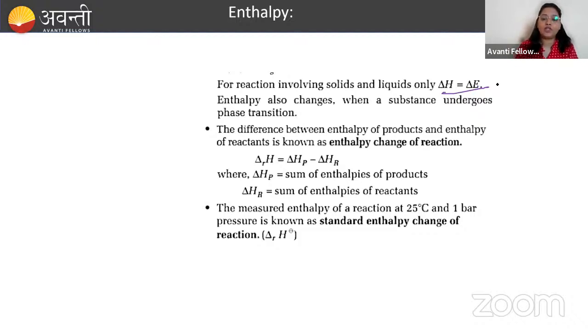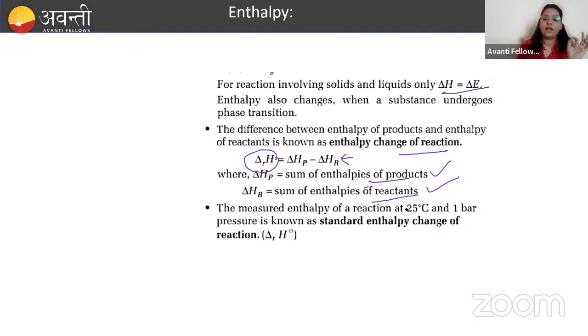Since enthalpy is a state function, we can calculate the enthalpy change by simply subtracting the enthalpy of reactants from the enthalpy of products. And in a given reaction, if there are more products, we can sum their enthalpies, and if there are more reactants, we can sum their enthalpies. By subtracting them, we get the enthalpy change for the given specific reaction.